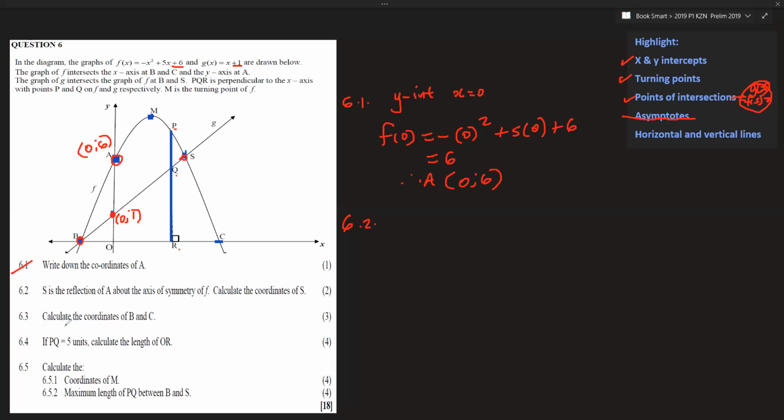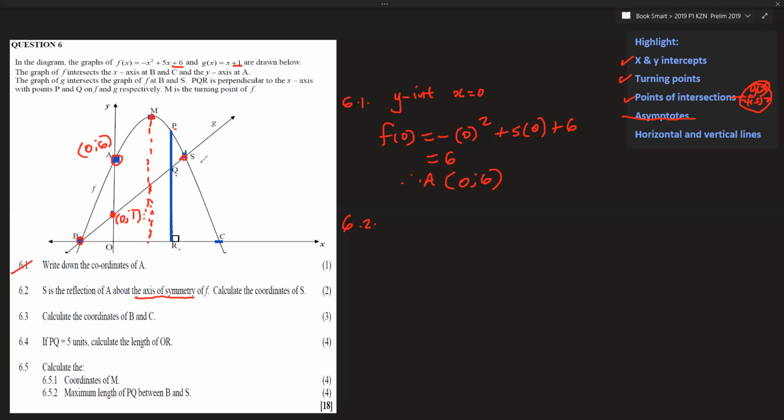Now they say S is the reflection of A across the axis of symmetry of f. Remember, the axis of symmetry is basically the line from here, from the center, going down there. Do you get it? Awesome. So we need to know the value of this line.